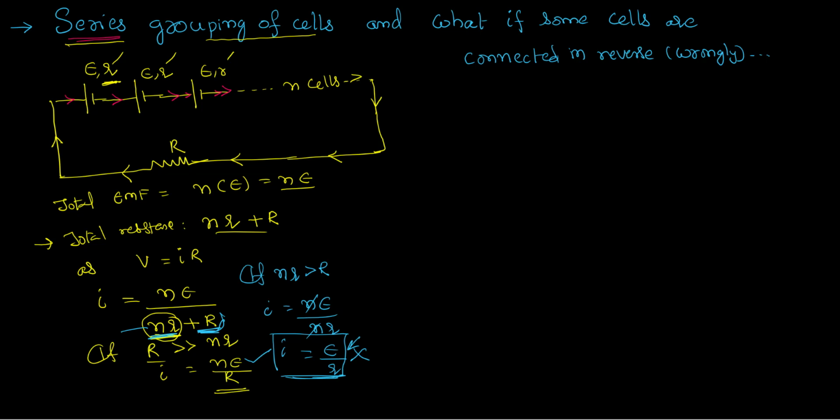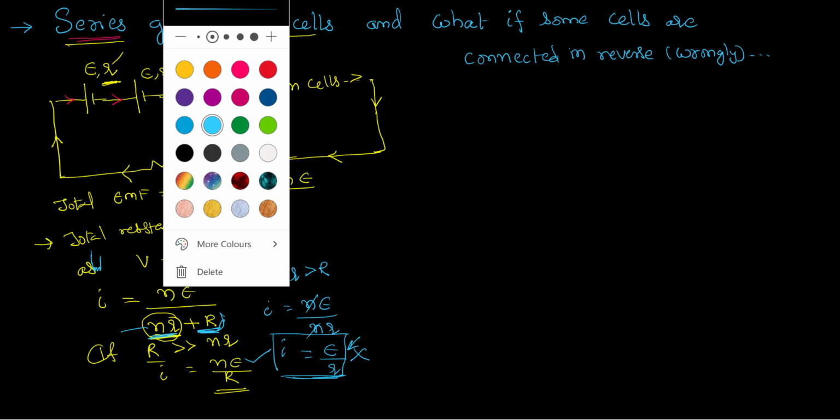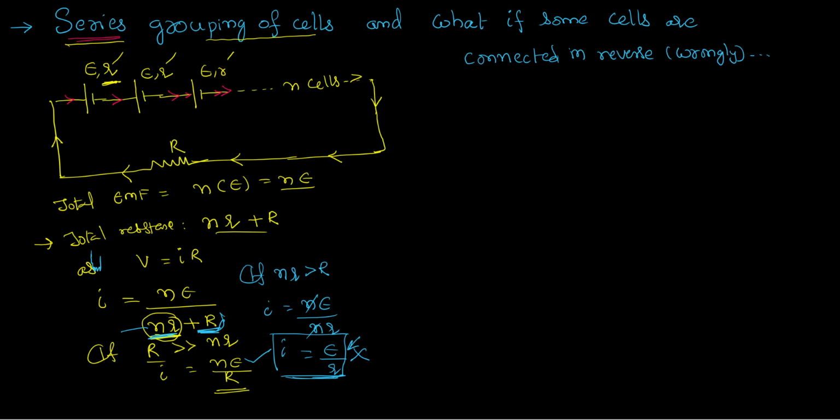The earlier case is suggestible. So we shall prefer series grouping only in this case: when the internal resistance together is smaller than the external resistance, series grouping of cells is preferable.